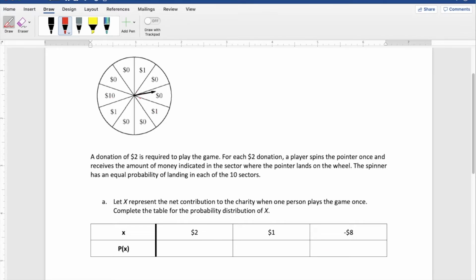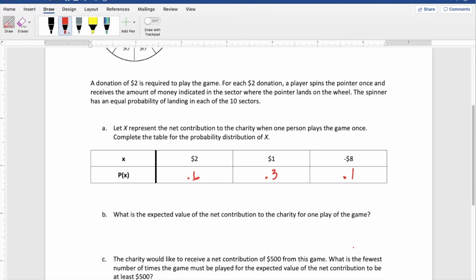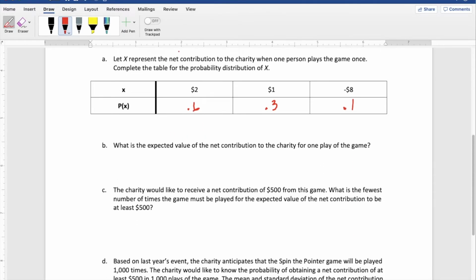So to figure out the probabilities, I'm going to look for $2. That would be if they get nothing back. So I'm going to look at how many times 0 happens. So 1, 2, 3, 4, 5, 6. So 6 out of 10 is 0.6. For $1, that would mean they land on $1. So we have 1, 2, 3 ones. So 3 out of 10 is 0.3. And then to give -8, they would have to land on 10, and there's only one of those. So 1 out of 10 is 0.1. You really don't need to show work for a question like this. The math is pretty simple, but you had to have the probabilities correctly to get that.